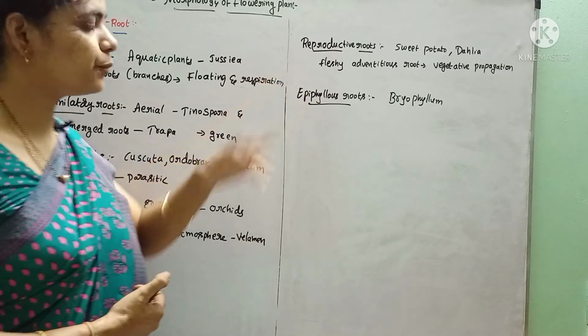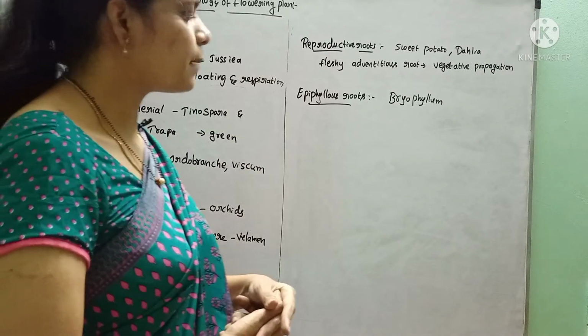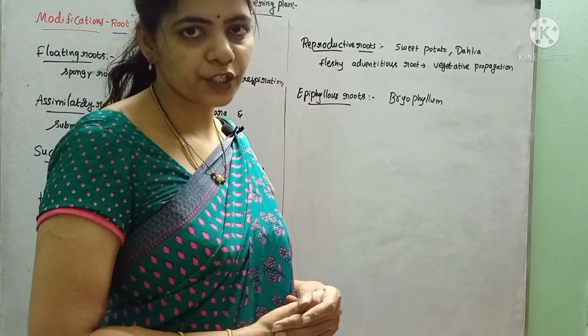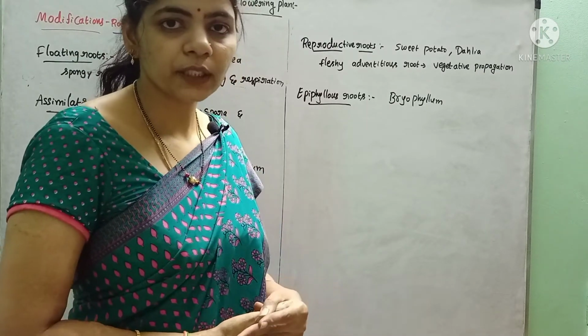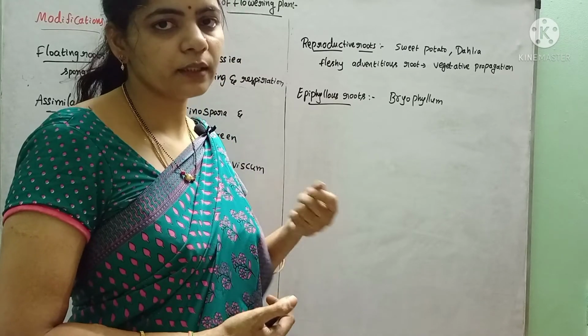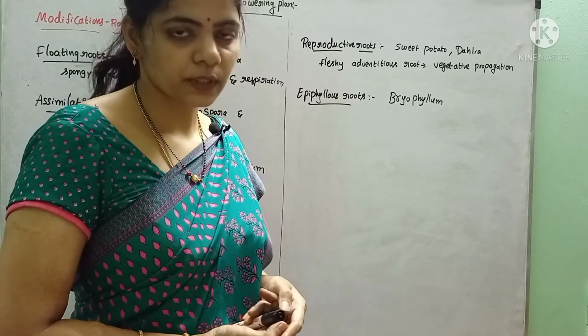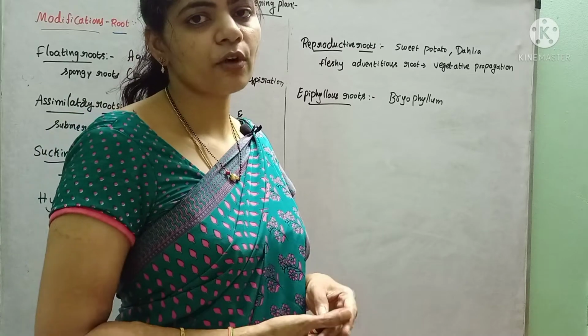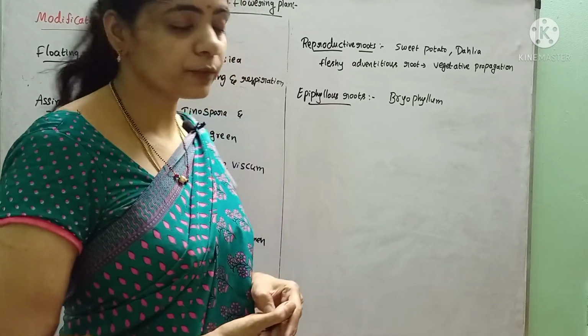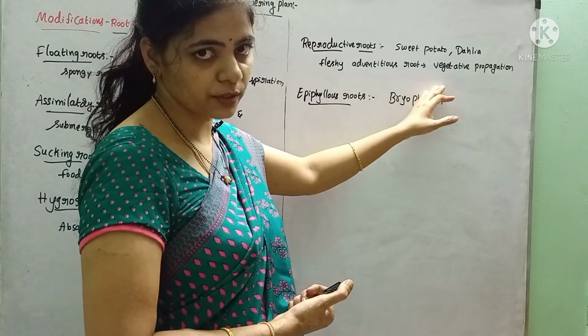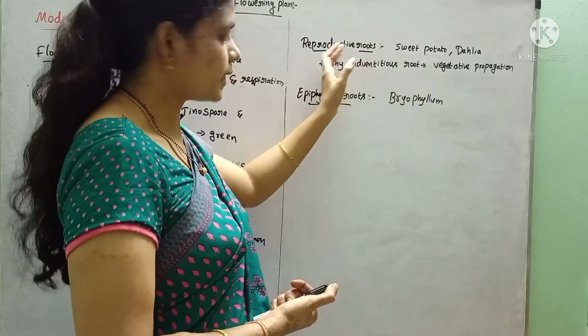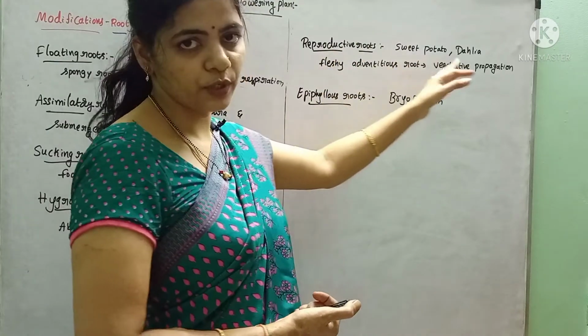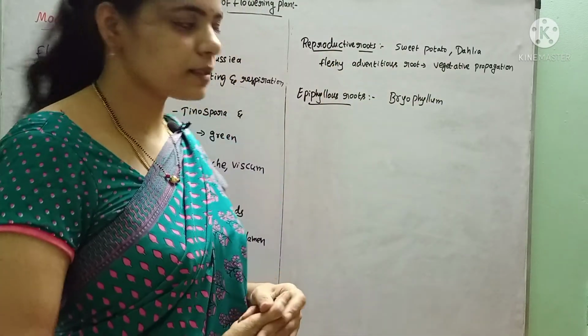And next one is the reproductive roots. Some fleshy adventitious roots are helpful in vegetative propagation. When we cut the roots and sow them in the soil, they develop into a new plant, which is helpful in vegetative propagation. So such roots are called reproductive roots. Sweet potato and dahlia are the examples.